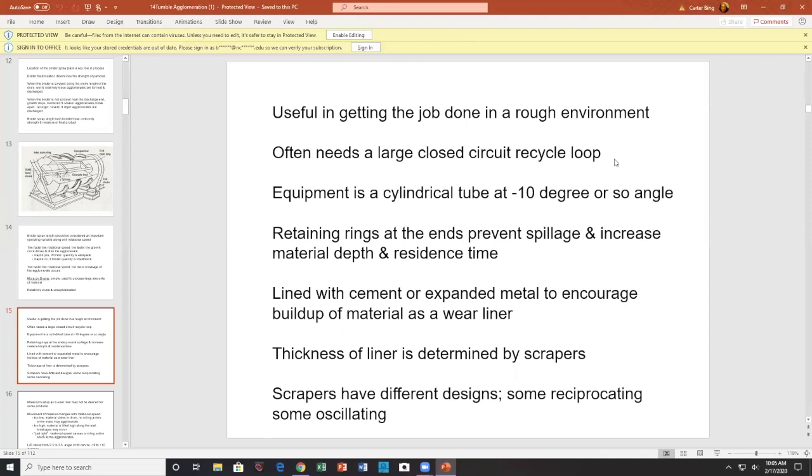Equipment is a cylindrical tube at minus 10 degrees. That's to let the product out. Lots of equipment have tilts to them. Okay, heat exchangers have tilts for drainage, right? This has a tilt to it to encourage the motion down the length of the drum so it can exit. Retaining rings are at the ends, prevent spillage and increase material depth and residence time.